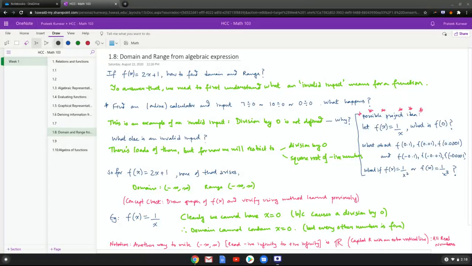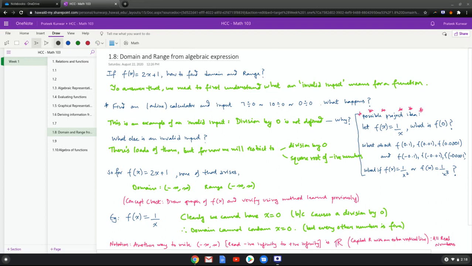Okay. As mentioned in the previous video, now we're going to look at how to find domain and range from an algebraic expression. Let's take the example of 2x plus 1. How do I find domain and range? To answer that, first understand what an invalid input means for a function. Why? Because remember, the definition of domain is a set of all valid inputs.